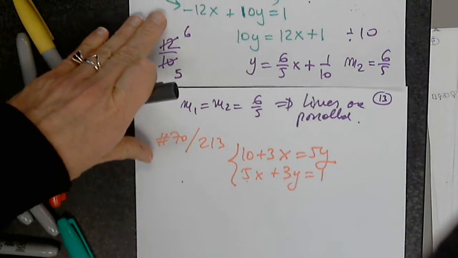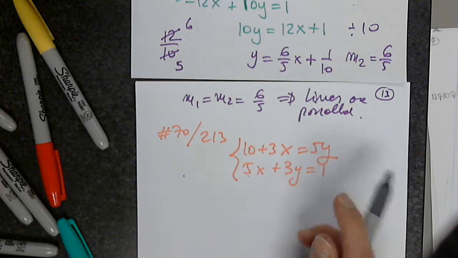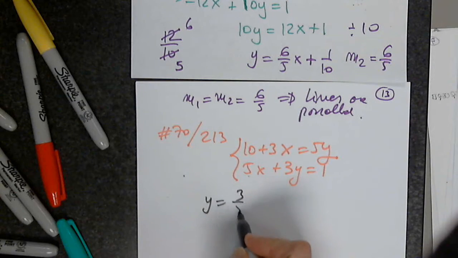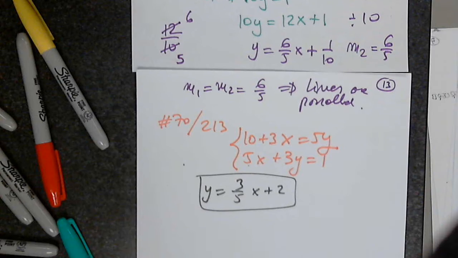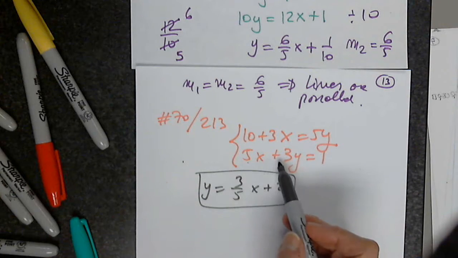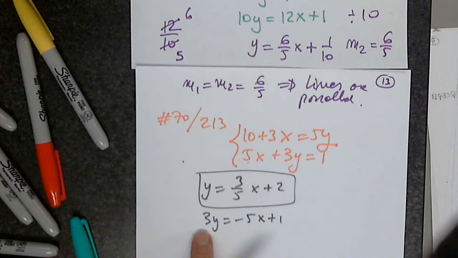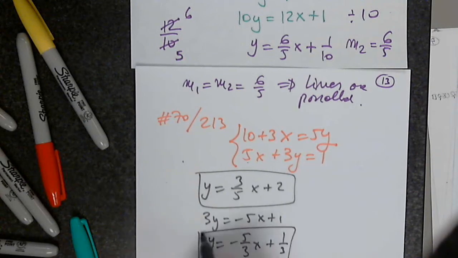So, you solve for y, the first equation, dividing both sides by 5. So then I have y equals 3/5 x plus 2. Did we all get this? Yes? Now for the second one, I have 3y equals negative 5x plus 1. I have to divide both sides by 3. So y equals negative 5/3 x plus 1/3. Did we all get this?